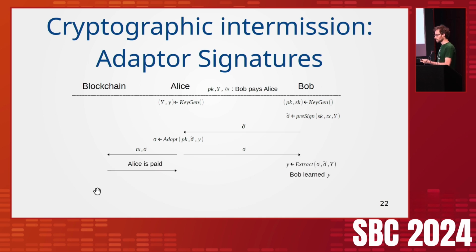What this achieves is that in one fell swoop, Alice is paid as the transaction is valid, and Bob can use the last interesting function here, extract, to get the secret witness, using the pre-signature, the signature that has been adapted by Alice, and the statement. And so Bob learns y if and only if Alice is paid. So we achieved an atomic swap of a secret for money.